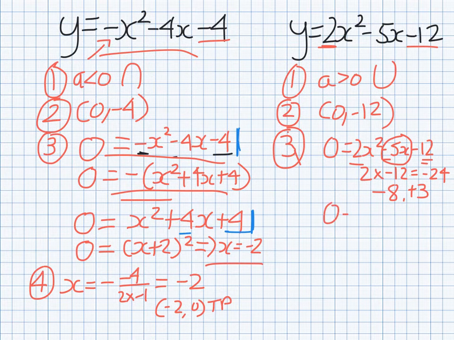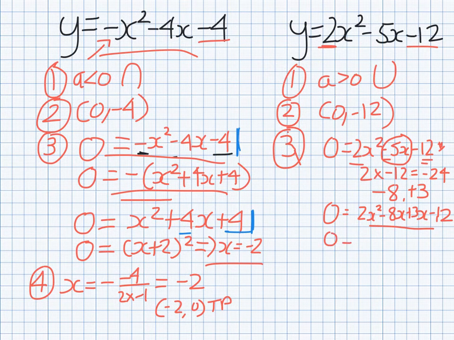So I go 0 equals 2x squared minus 8x plus 3x minus 12. I haven't actually changed the quadratic equation yet. So this equation is exactly the same as this one here. Then I factorize by grouping.